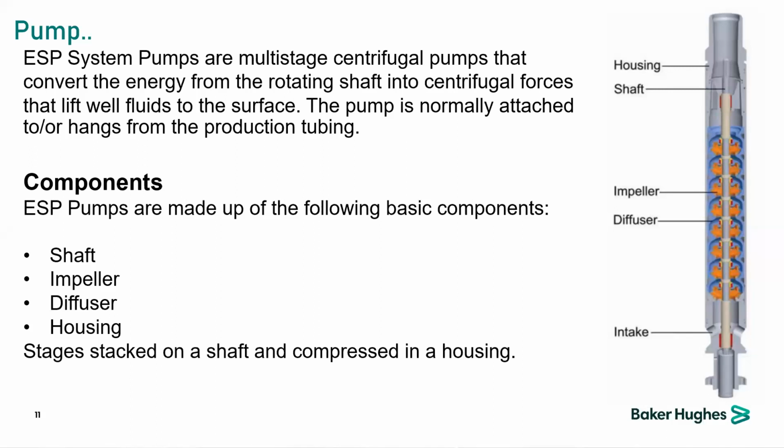Okay. The ESP utilizes centrifugal force to convert the energy from the rotating shaft in order to lift the fluid to the surface. The pump will be connected from the top to the production tubing, and from the bottom will be connected to the intake.